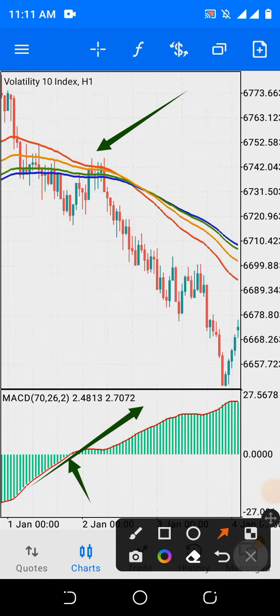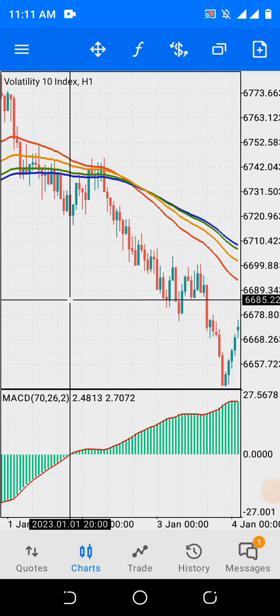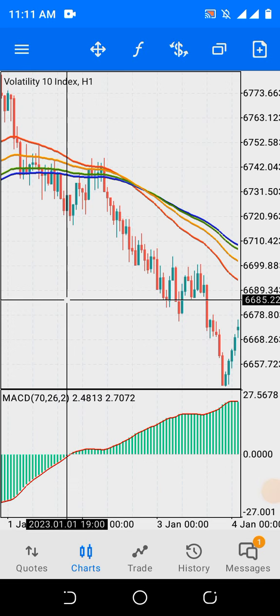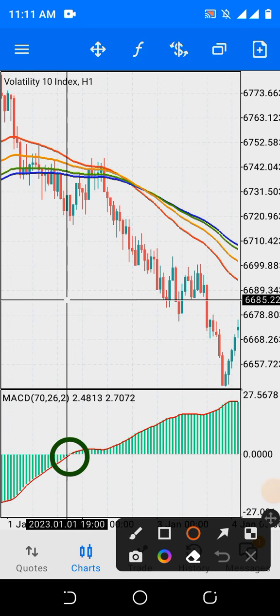Right, so if you check now, this is where the crossing of MACD occurs. Do you understand? So from the side of MACD, this is where the correction occurs, and from the side of this is where the candle is.